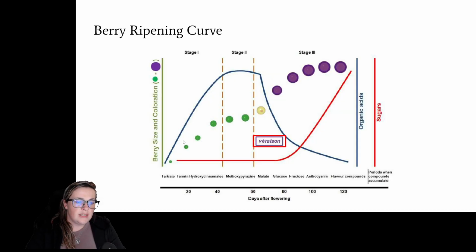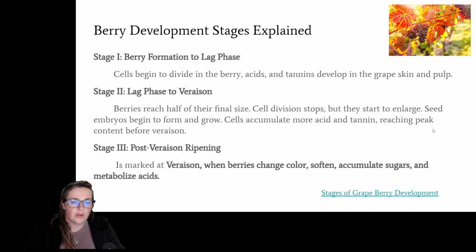So stage 1, we see very little growth, and we see acids start to rise, right? So acids are rising, acids peak in stage 2. We haven't had any sugar yet. Stage 2 kind of ends when we see veraison, so when the color of the grape starts to change. And then in stage 3, we see acids plummet and sugars start to rise. So those are the general curve of grapevine production, berry development.